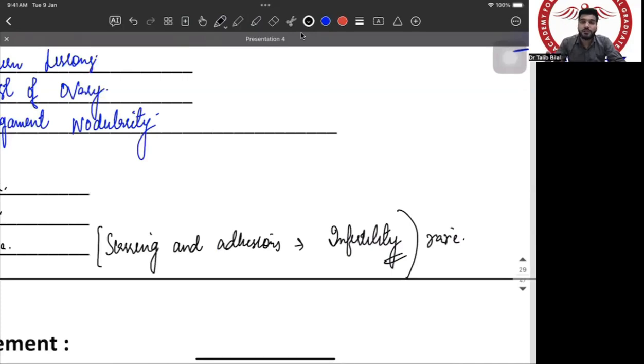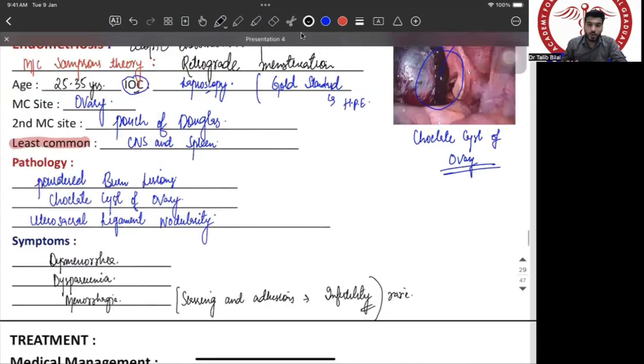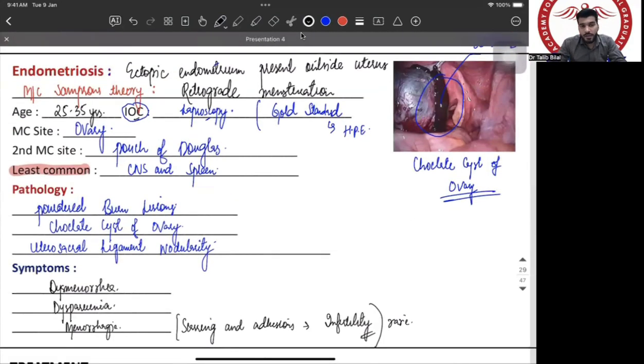Now, if the examiner asks the investigation of choice, your answer is laparoscopy, and the gold standard investigation is the histopathological examination. Clear? Remember these important points: powder burn lesions, chocolate cyst of the ovary, and uterosacral ligament nodularity, because the examiner can mention these findings in the question, and that's how you have to answer it.